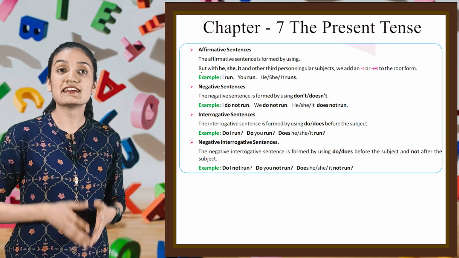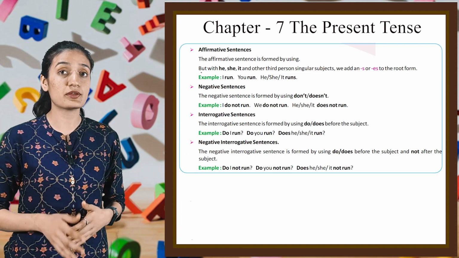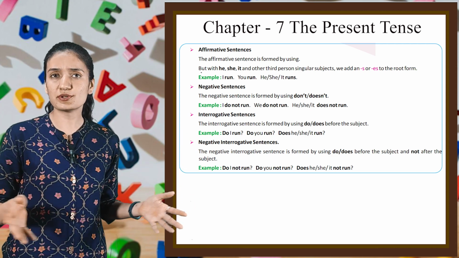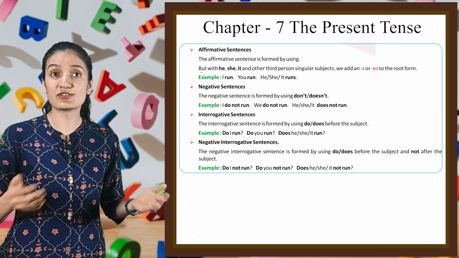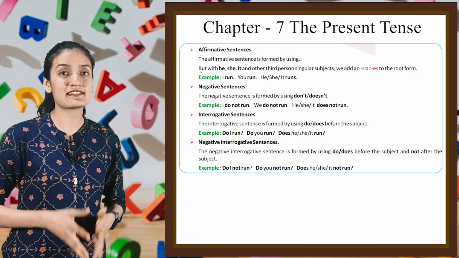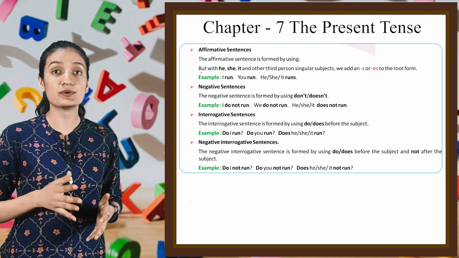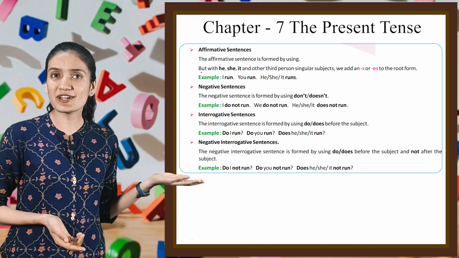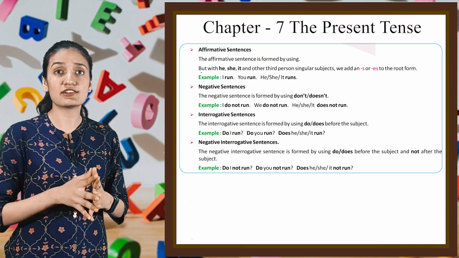Negative sentences. The negative sentence is formed by using don't, does not. Example, I do not run. We do not run. He, she, it does not run. Now, interrogative sentences. The interrogative sentence is formed by using do, does before the subject. Example, do I run? Do you run? Does he, she, it run?